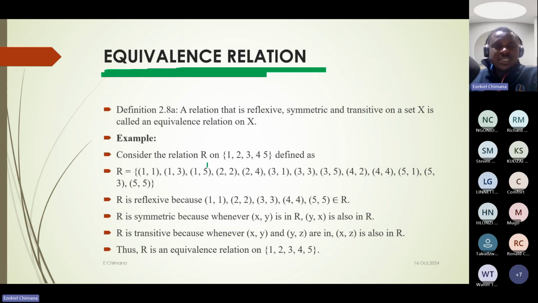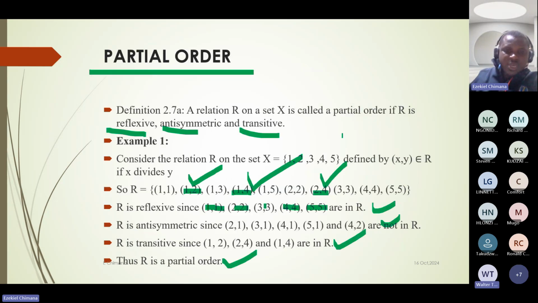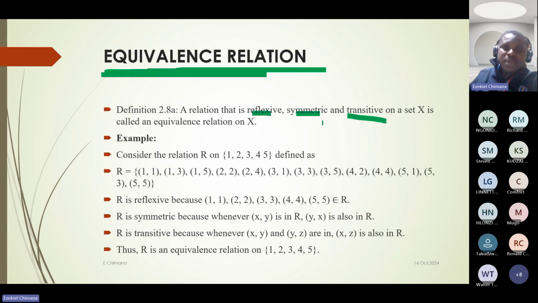Then for an equivalence relation, you just need to confirm if it is reflexive, symmetric, and transitive. Here we are talking about antisymmetric with the transitive and reflexive, but for equivalence we are talking about reflexive, symmetric, and transitive. So that's the difference. On equivalence, it needs to be symmetric, reflexive, and transitive. So that's what you'll be looking at.